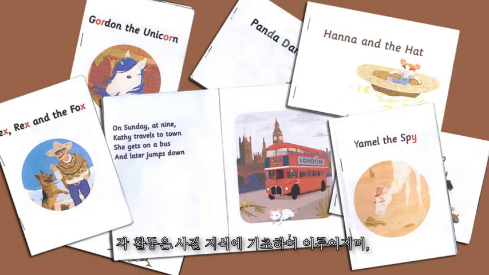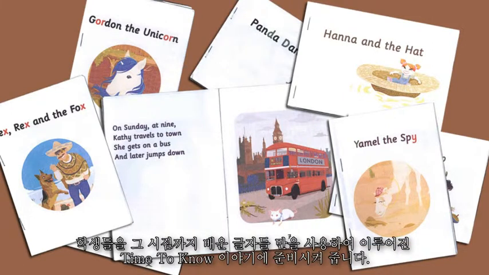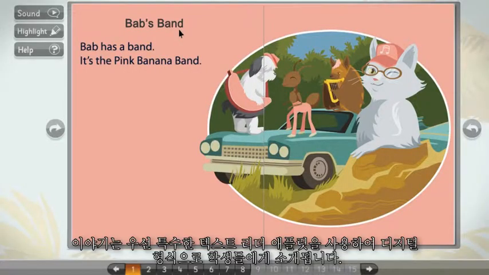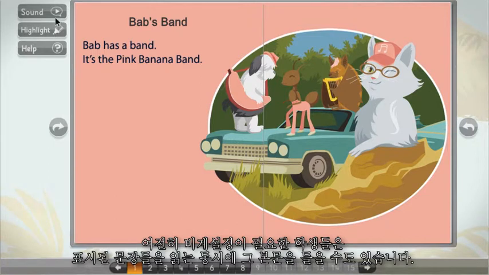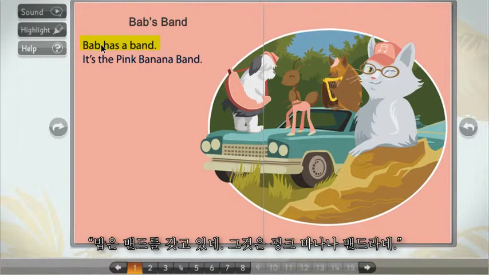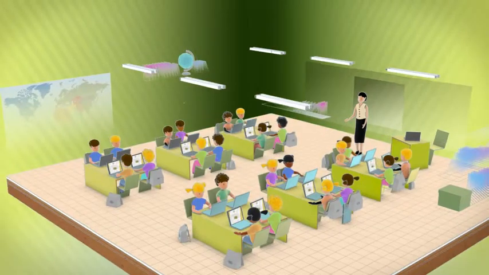Each activity builds on prior knowledge and prepares the student for a Time to Know story that uses only the letters studied until that point. The story is first introduced to students in digital form using a special text reader applet. Students who still need scaffolding can hear the text while simultaneously reading the highlighted sentences. Bab has a band. It's the Pink Banana Band.